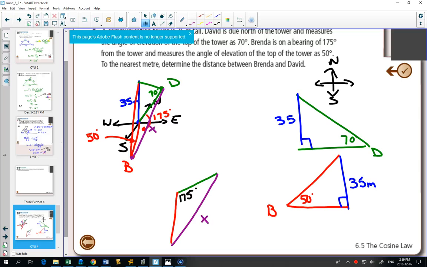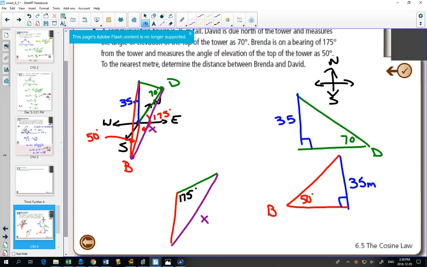So if I look at what I want to solve for, which is the purple x, on the picture that I've drawn, I don't have enough information. I can't use sine law or cosine law because I don't have enough information in this triangle. Can't do anything with that triangle yet. But I look at my other triangles.